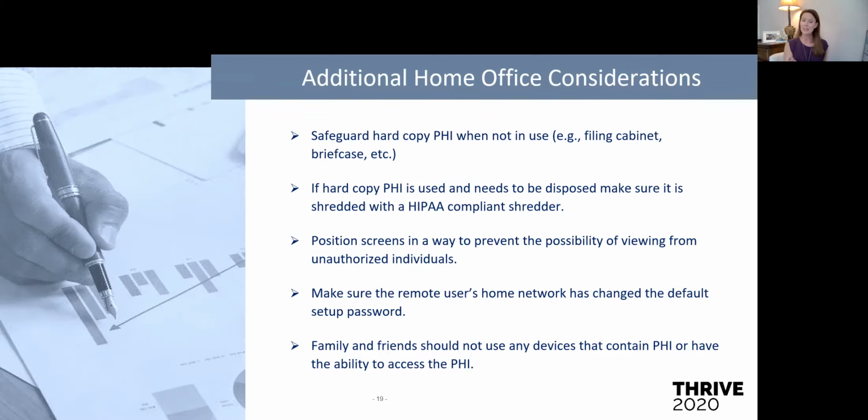We really need to talk about this when it comes to protected health information, because it may seem innocent, but it can crash your entire system. So you need to be thinking about these things.